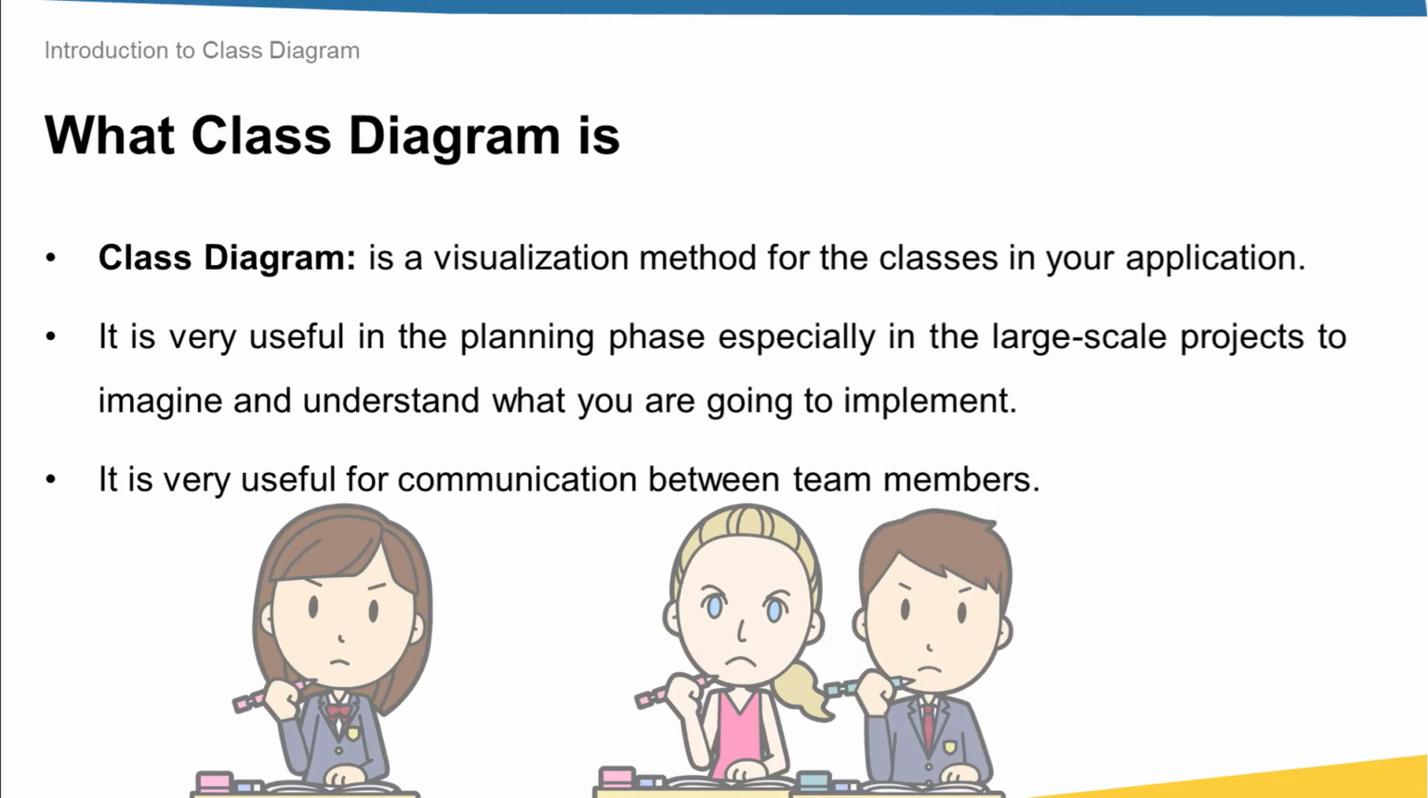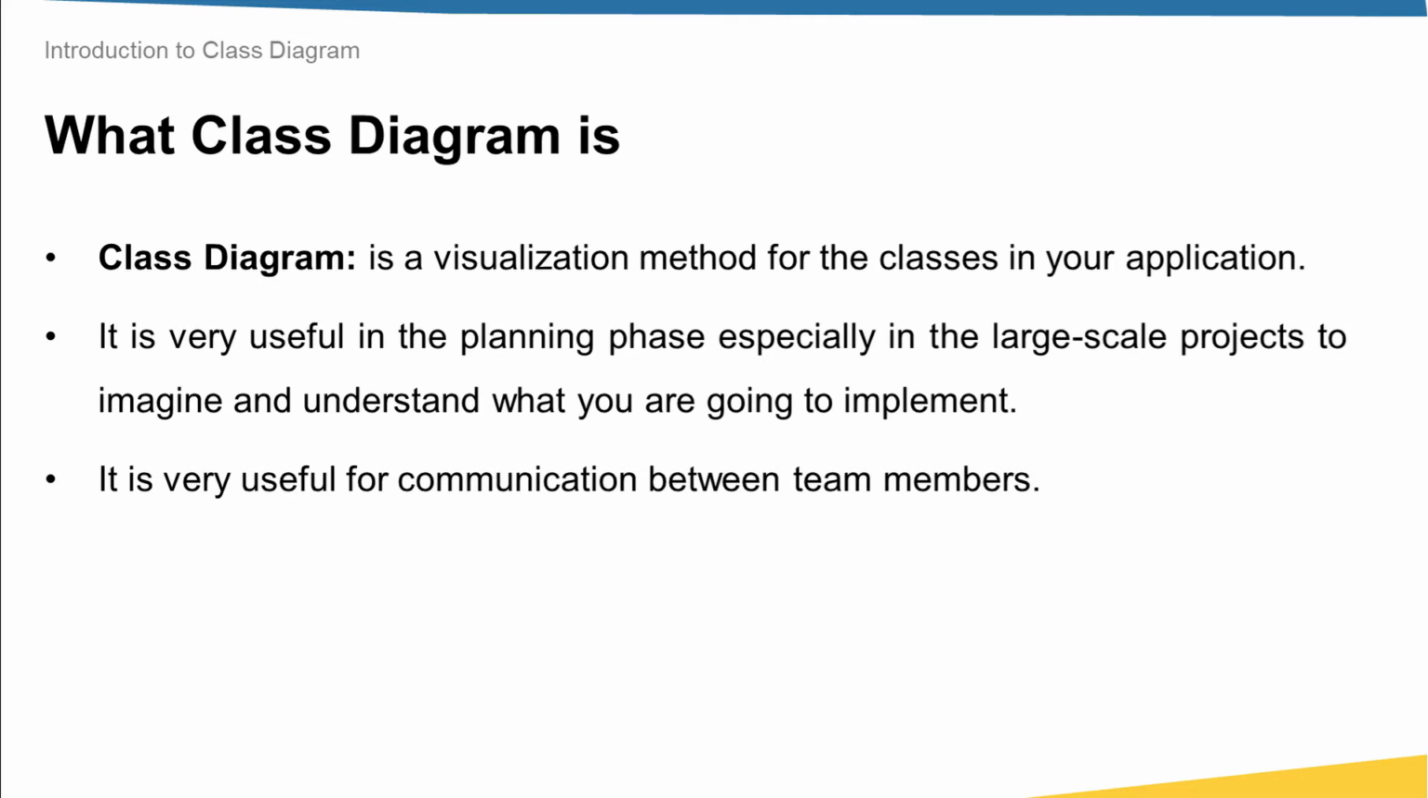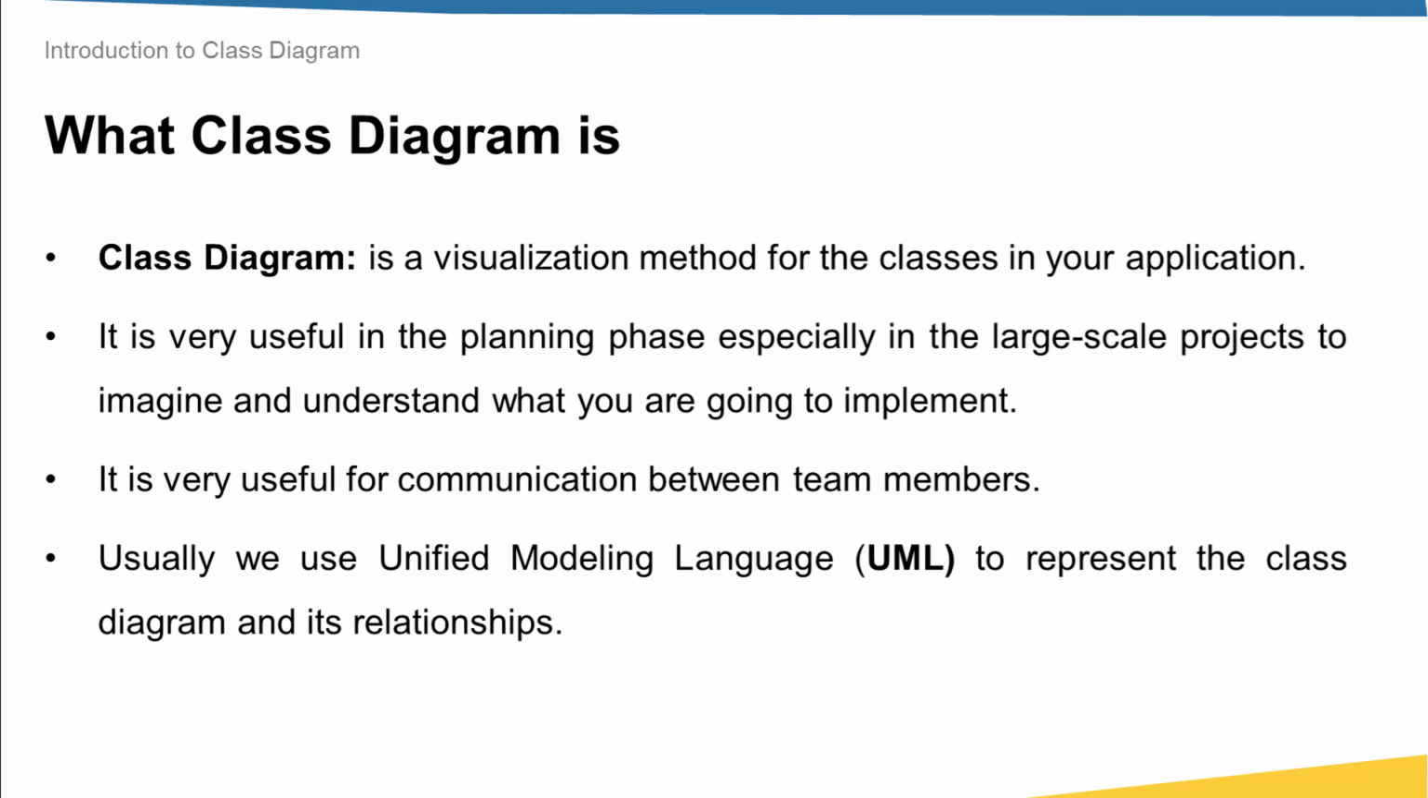Also, this diagram is very useful for communication between team members, because when we draw a diagram, we draw our ideas in a way that the other team members understand. And this is quite useful to make sure that you communicate effectively without any errors in understanding. In order to draw this diagram, there is a language called Unified Modeling Language. In this language, there are specific symbols for classes and relationships between classes. And this is what we will talk about in the next slides.